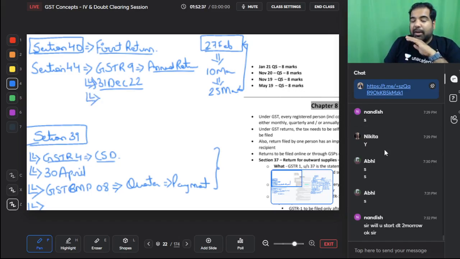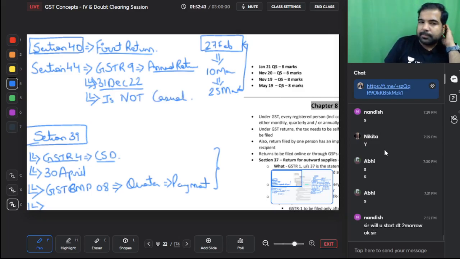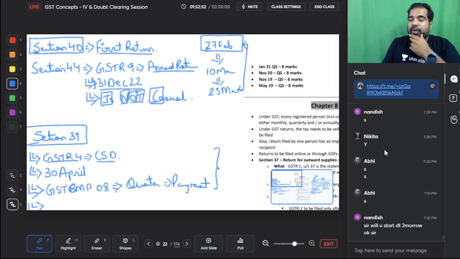The annual return is to be filed by everyone except a casual taxable person. Here the shortcut has changed a little. Input service distributor, NRTP, OIDAR, TDS, TCS and casual taxable person don't have to file their annual return. Otherwise everyone has to file the annual return by 31st December.